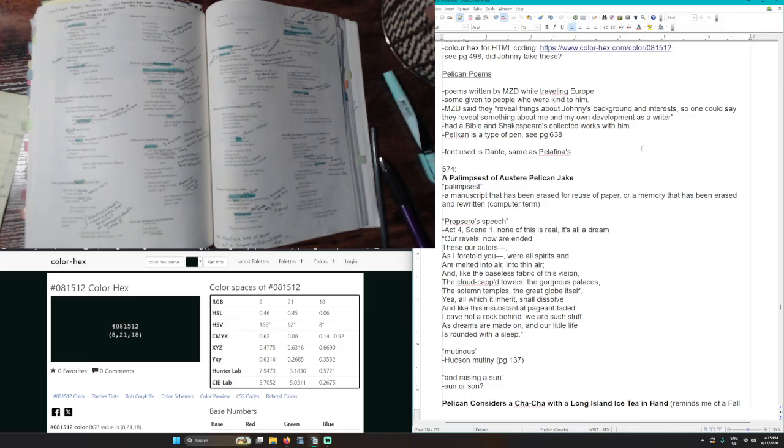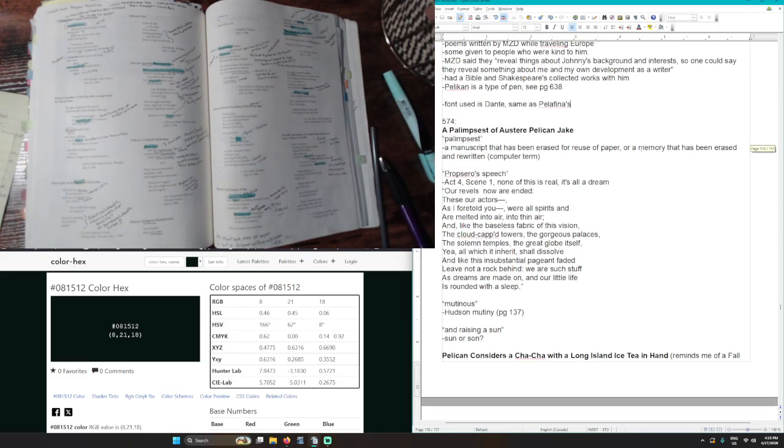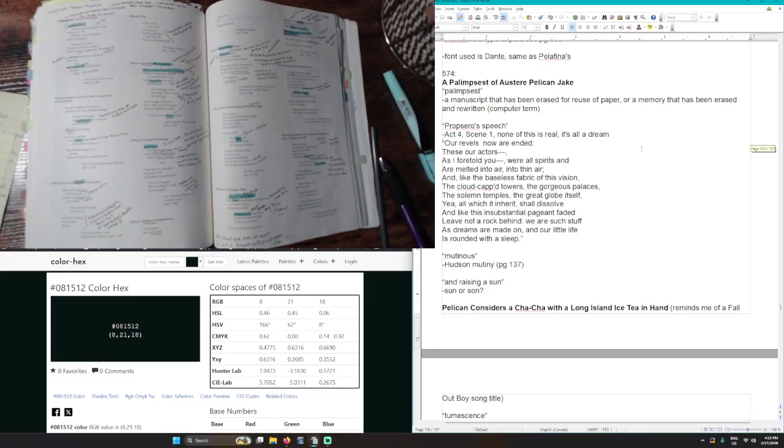And we also get a reference to Pelikan pens on page 638 as well. Yeah, he also at the time had a Bible and Shakespeare's collected works with him, so there's lots of references to Shakespeare and the Bible in these poems. An interesting thing to note too is that the font used on these poems is Dante, which is the same as Pelafina's font. So that gives us a clue as to authorship, perhaps.